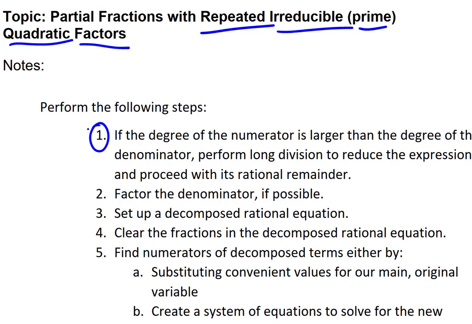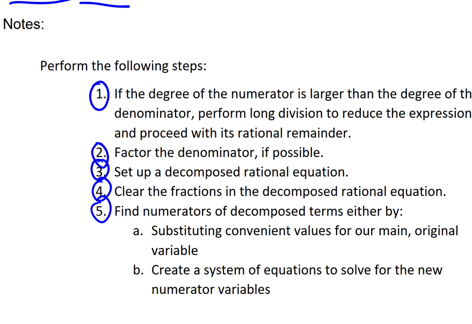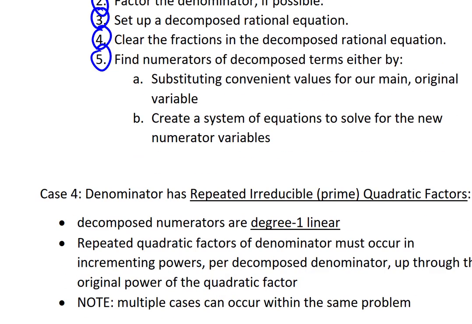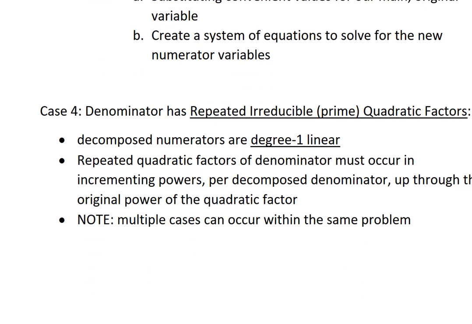So we'll consider the numerator degrees, the degree of the numerator and denominator, and compare them. Secondly, we'll factor the denominator if possible. Thirdly, we'll set up a decomposed rational equation. Fourthly, we'll clear the fractions in that equation. And then fifthly, we'll find the numerators of the decomposed terms either by substituting convenient values, which we've been seeing a lot of so far, or if that doesn't work, by creating a system of equations to solve for the new numerators. Let's consider this fourth case now, where the denominator has repeated, irreducible, known as prime, quadratic factors.